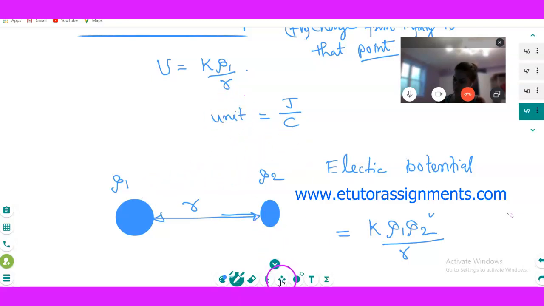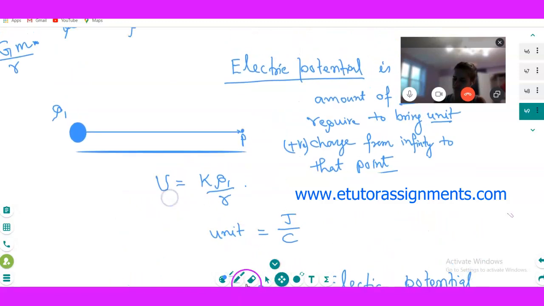Okay, and one more unit I forgot to teach you. This is the electric potential, joule per coulomb. Sometimes it is written as volt. What is the volt? You know now the 6-volt battery, 10-volt battery. That is the same electric potential. Is it clear?